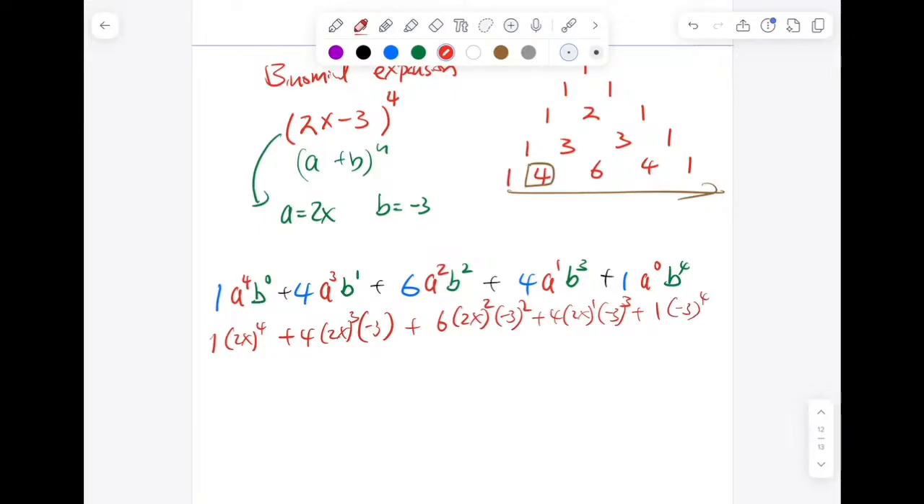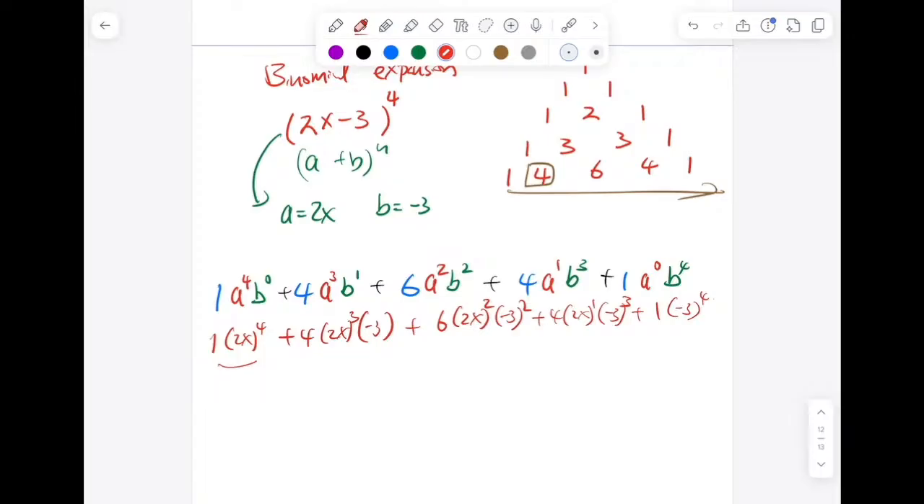Does that make sense? I just plug in. I didn't do anything crazy. Now I just evaluate. How do I simplify the first term? 1 times 2x to the fourth. What is it? No, it's not ax. What is it? What is 2x to the fourth power?